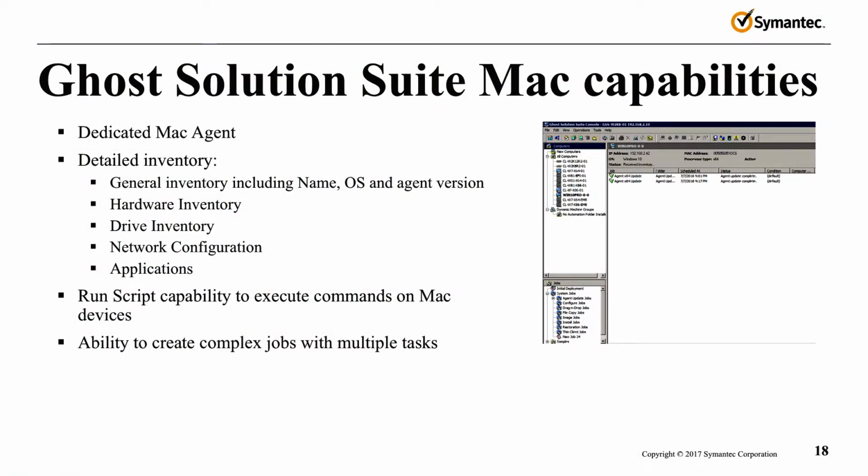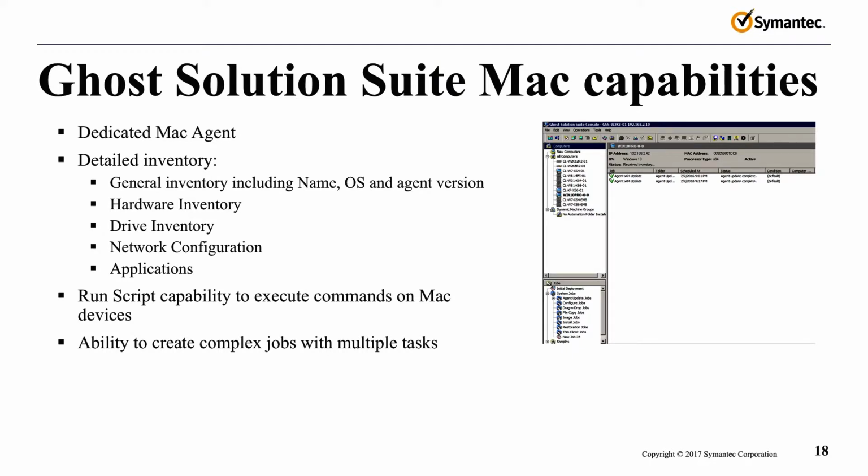I didn't want to go through our Mac capability without covering Ghost Solution Suite. I've already alluded to it, and this is just a single slide. You're going to get the basics. So if you're running GSS today, it's actually not a bad way of doing Mac deployment. We have a specific agent for Mac. It reports into the console. We do inventory, so we have all of the basic categories: hardware inventory, drive inventory, software, network configurations. That's pretty much everything that you need.